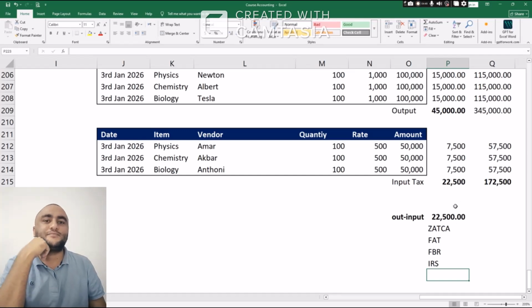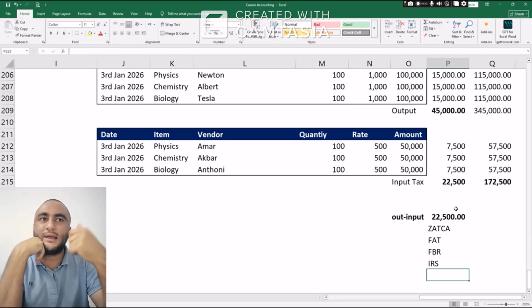In case we have paid more input tax, then the government will pay us. We can claim that tax and the government will pay us. This is how VAT works.